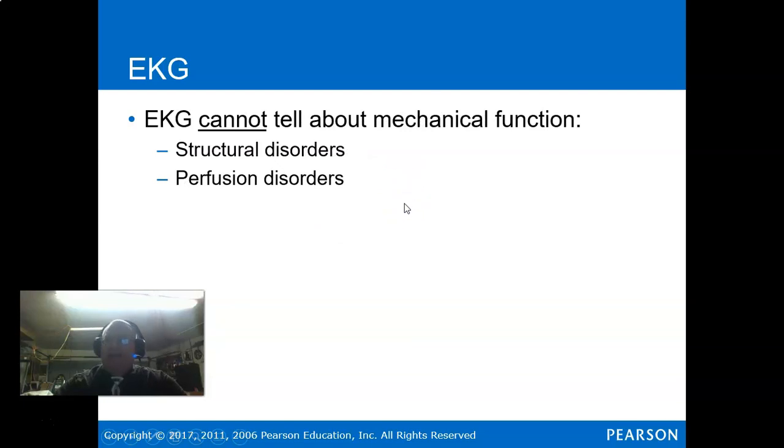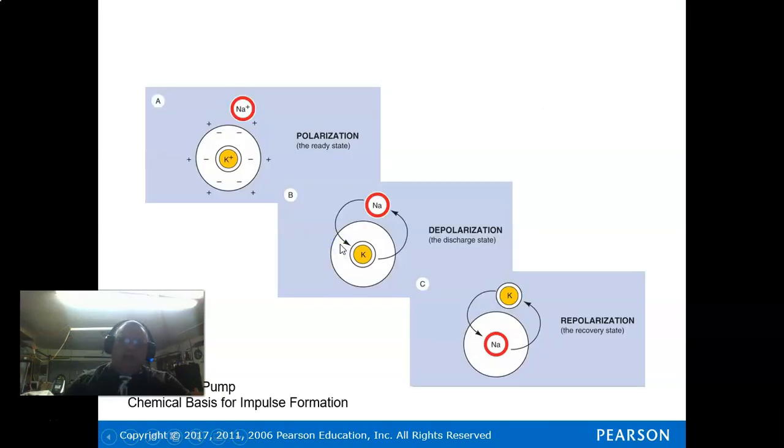EKGs do not tell us about mechanical function. If you've got a hole in the heart and the blood's pumping out of that hole, well, I've got a great EKG complex, yeah, but it's squirting out into the chest cavity. If there's a perfusion disorder, it doesn't tell us that. If there's not enough fluid in the pipes, or the pipes are too big, as in a septic patient situation, these are all things the EKG doesn't tell us. So you have to know what your tool tells you.